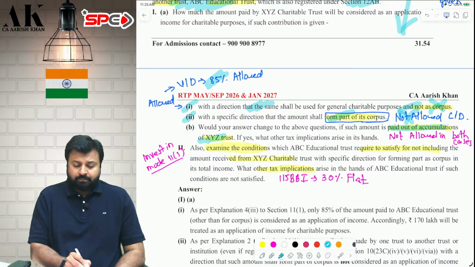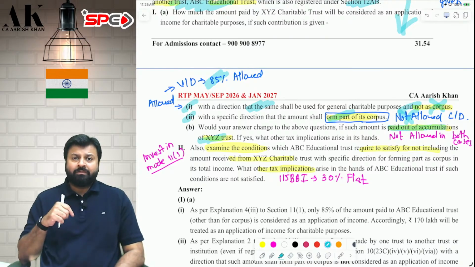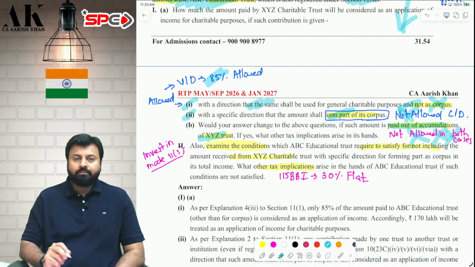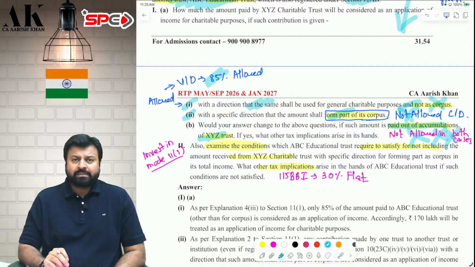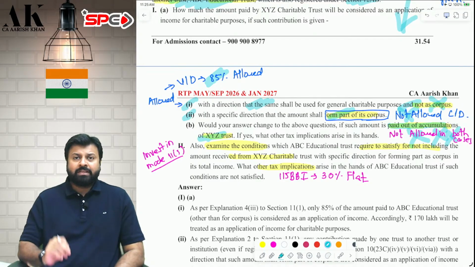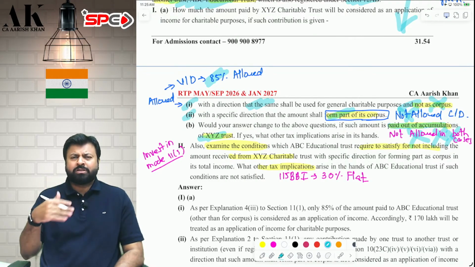If this 200 lakhs is not given from current year income, but is given from the accumulation of last year, it is not allowed. It is not allowed in both cases. The donation should be given from the current year's income. If it is given from last year's accumulation, it will not be allowed, and voluntary donation also not allowed. Corpus donation anyways not allowed.